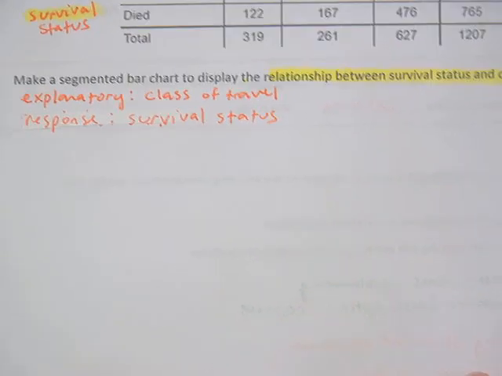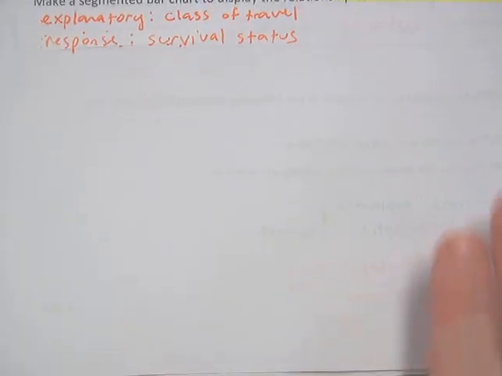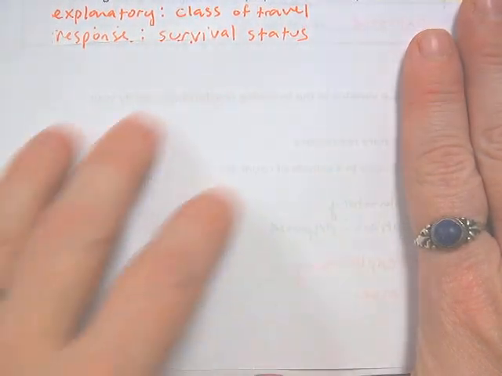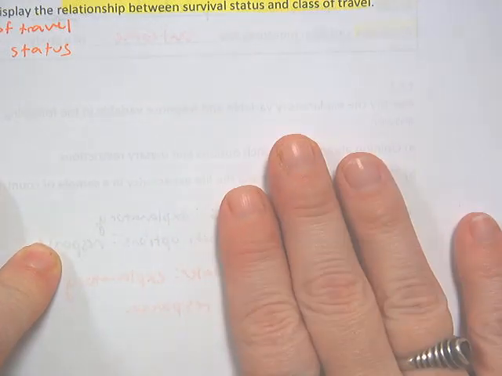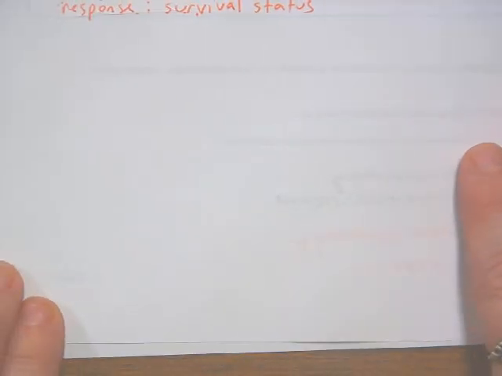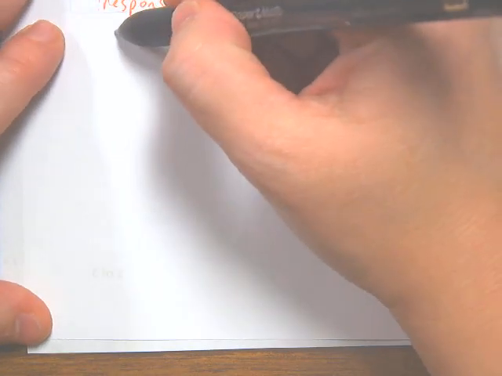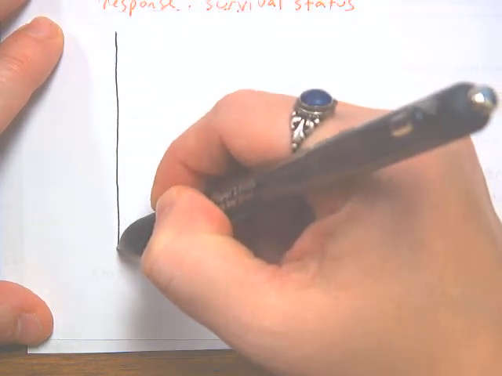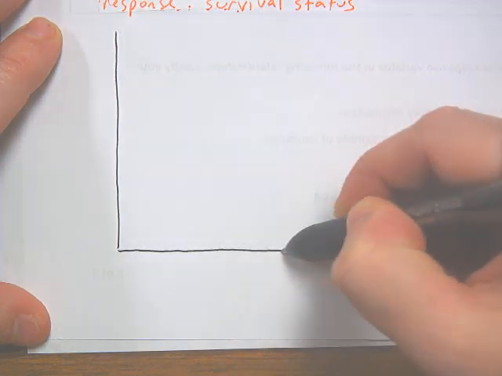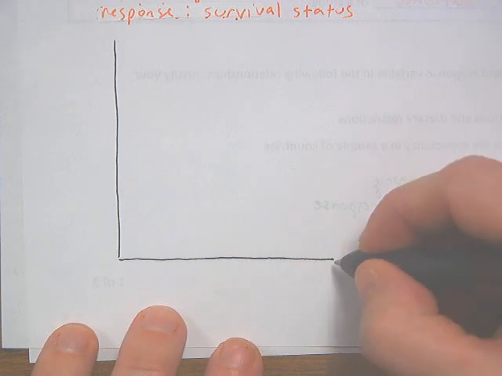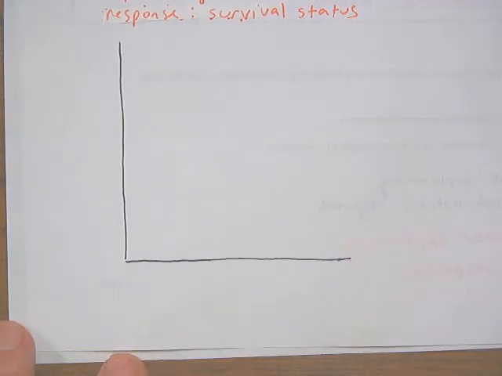Here's how I'm going to organize all my stuff at the bottom of the page. I'm going to draw the bar chart over here on the left, and then I'm going to do all of the math, show all of my work over here on the right. So if you want to copy the way I do it, that's how to divvy up your space. Go ahead and draw a vertical and horizontal axis, and give yourself enough room. Don't make it microscopic, okay?